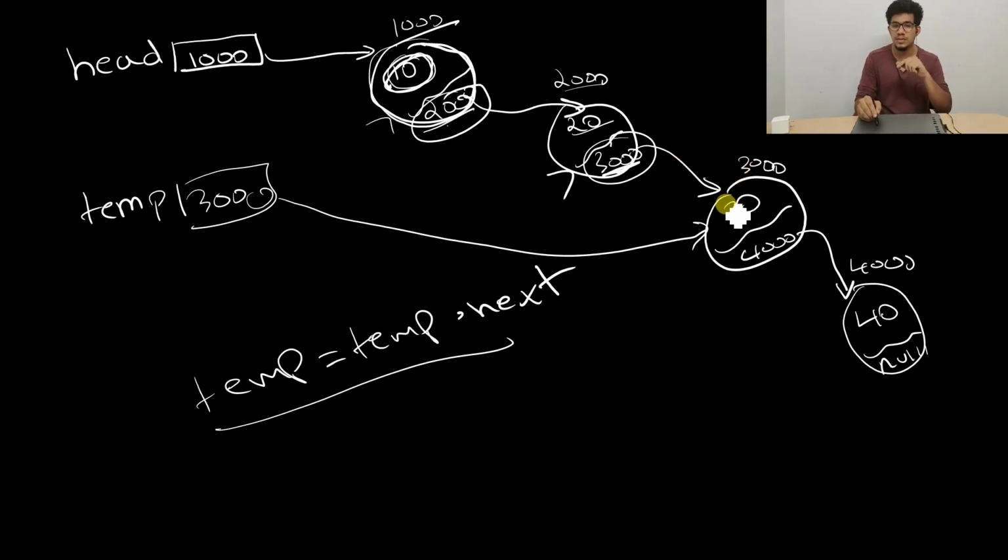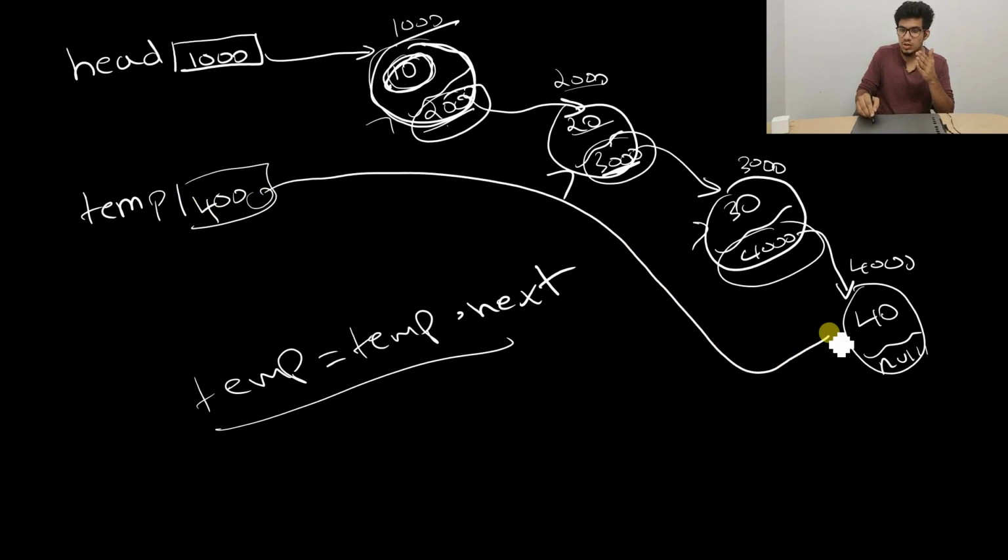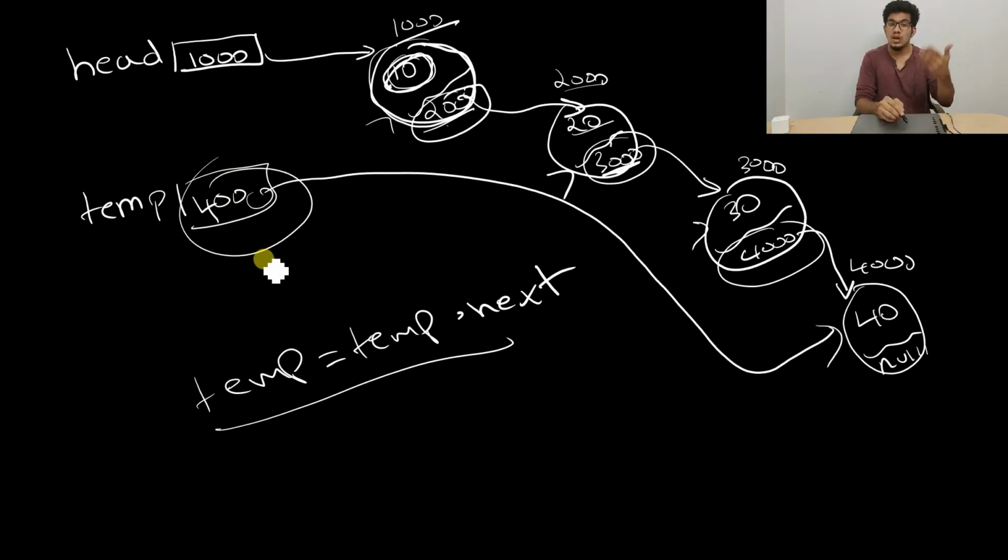30 it will print. As soon as it prints 30, it will tell the new temp is old temp. What is 3000.next? 4000. 4000 will come here, which means temp is pointing to 4000. Is temp equal to null? No, temp is not equal to null. Whenever temp is not equal to null, it means temp is pointing to an object. Print the data of that object, that is 40.